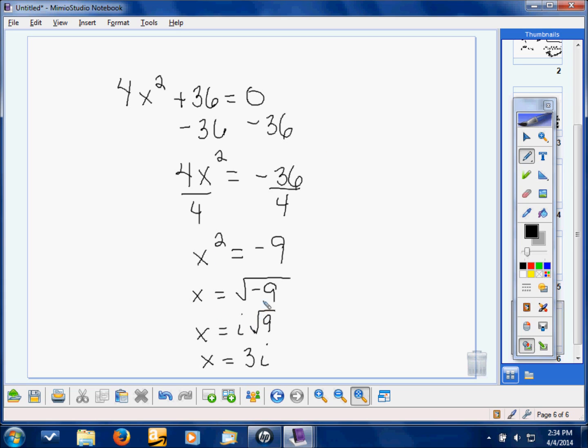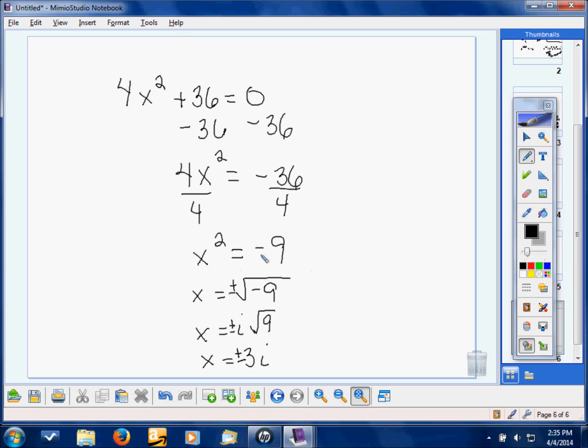Now, we have one little technicality though here. We actually missed an answer. Please stay with me. This might be a positive 3i, but it also might be a negative 3i. Because you're trying to figure out what number times itself would give you -9. It might be 3i. 3i times 3i would give you -9, but so would -3i times -3i. So when you're solving by square roots, you have to keep in mind that there's really two answers hiding in there.